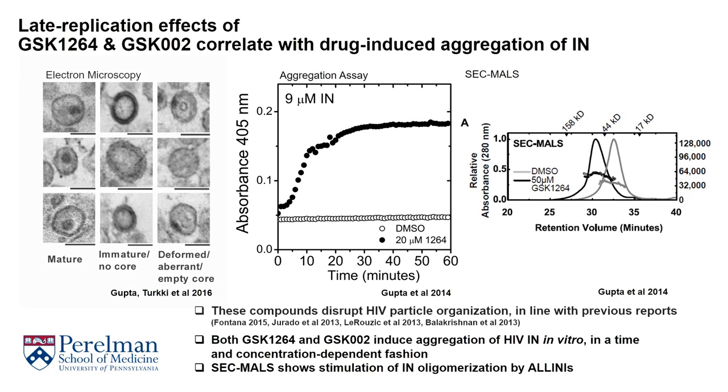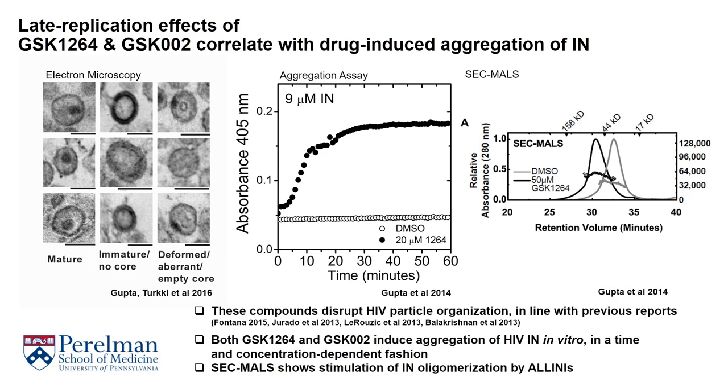Like other molecules in this class, both GSK-1264 and 002 have potent late replication effects, dramatically disrupting HIV particle organization. Shown here are electron micrographs of core particles obtained by Beth Turkey while still in the Bushman group. What he catalogs here are the virion core particles in immature, mature, and aberrant forms from infected cells treated with GSK-1264. As reported for other all-INEs, he found that both drugs greatly affect the distribution of the morphologies of these particles, favoring the defective forms. This property is linked to the ability of the all-INEs to catalyze the time, temperature, and concentration-dependent aggregation of HIV integrase.